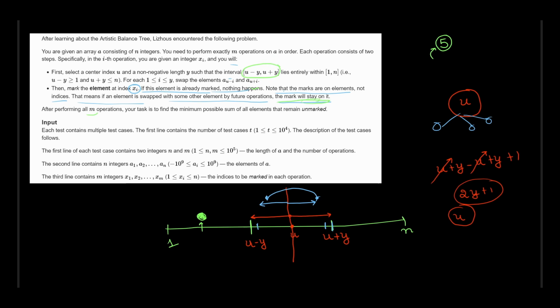That's fine. After performing all the m operations, a fixed index will get a mark. There is no strategy involved over here. Your task is to find the minimum possible sum of all elements that remain unmarked. Actually, there is a strategy involved, because this center index u and this y are not given to you, so you have to choose these operations. Your task is to find the minimum possible sum of all elements that remain unmarked. So this means that you have to maximize the sum of marked elements, because if you have n elements, minimizing... actually, let me write it in a different slide.